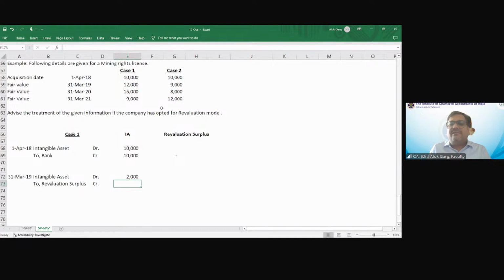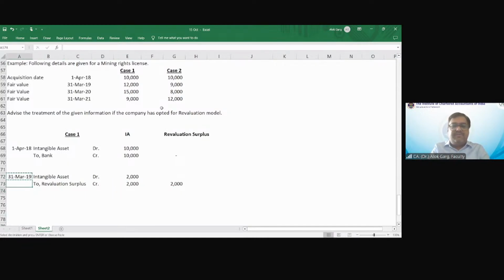Actually, what happens when every year you are doing the revaluation, your revalued amount, your fair value, will replace the original cost. So every time your fair value will become the new cost. Correct? So what is the value of my revaluation surplus at the end of the first year? 2,000 is my revaluation surplus.